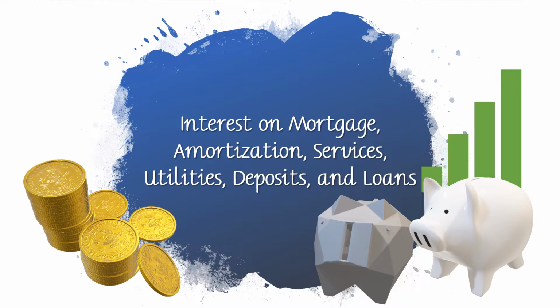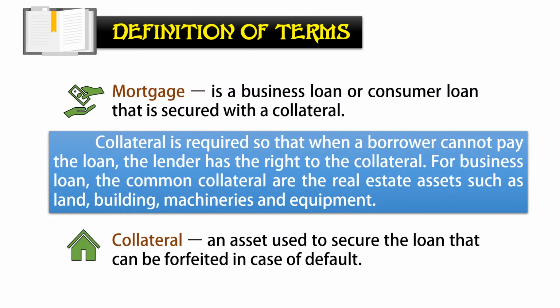Welcome to the discussion of the topic about interest on mortgage, amortization, services, utilities, deposits, and loans. To begin, let us first define the following terminologies that we will encounter as we go through this lesson. We have here mortgage. It refers to a business loan or consumer loan that is secured with collateral.